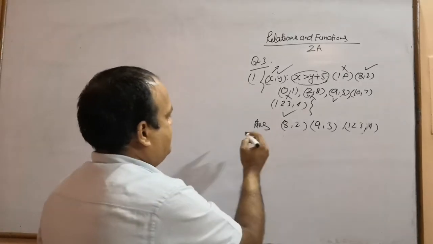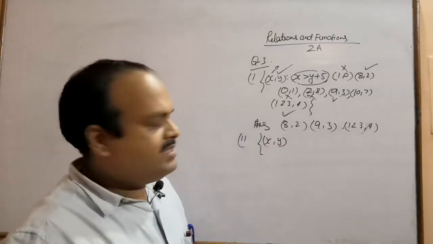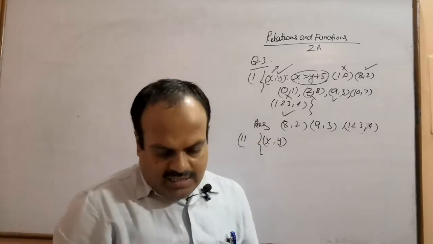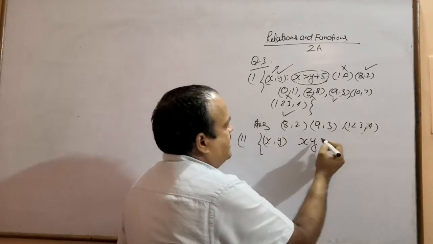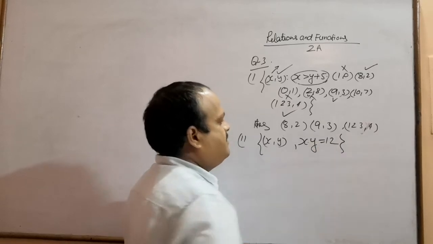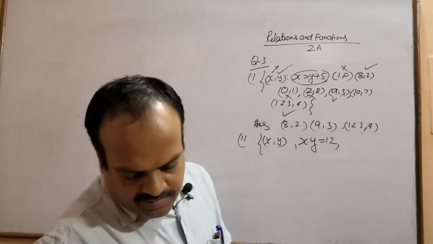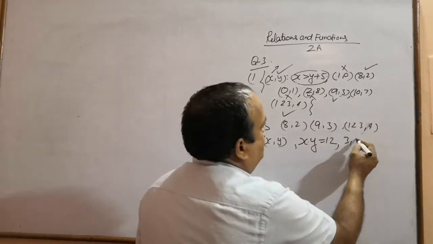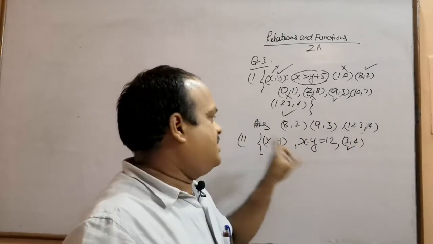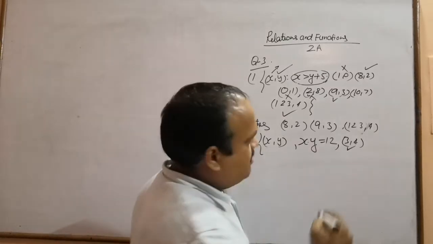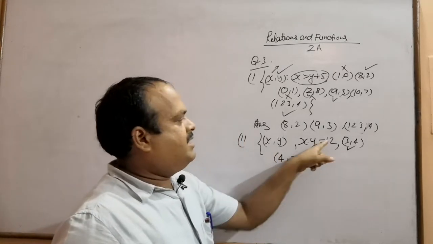x, y. The relation has its elements x, y such that the product of first entry and second entry is equal to 12. The ordered pairs are 3, 4. Yes, this ordered pair will belong to this relation. Second, 4, 3. Yes, x into y is 12.